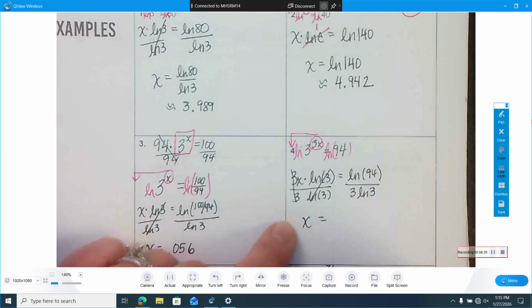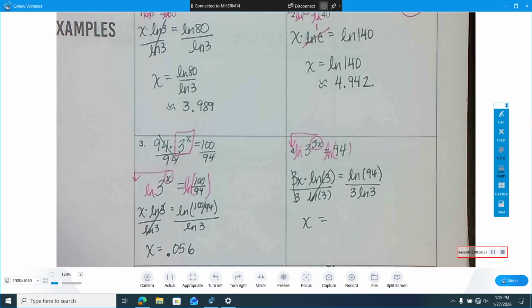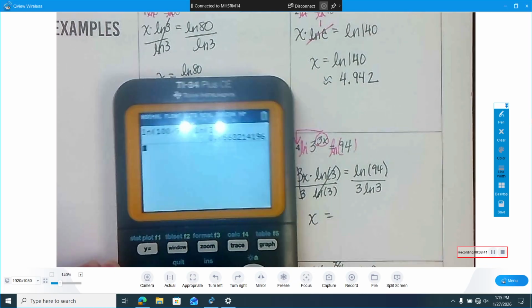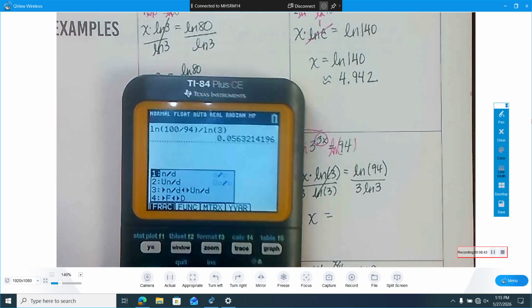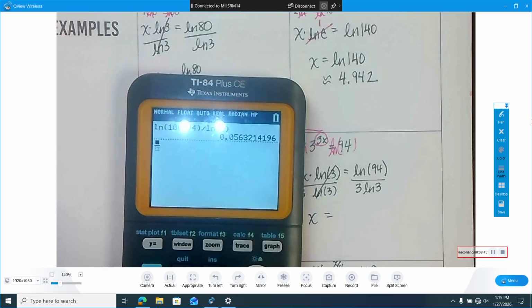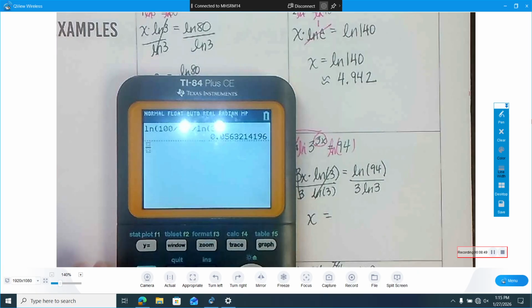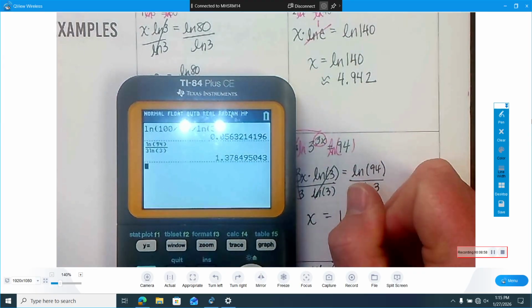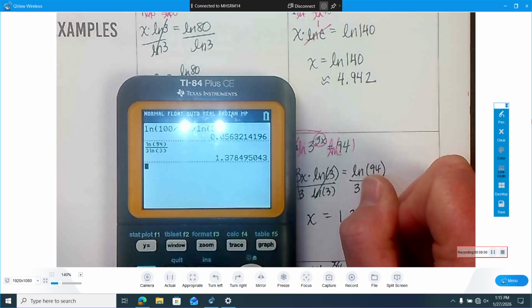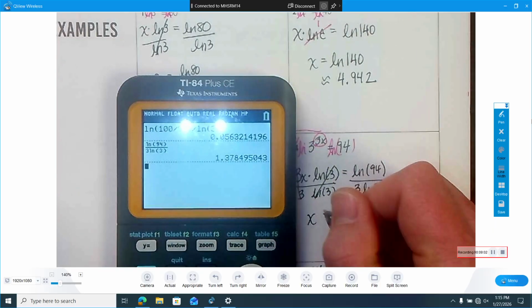So x equals, now this one is very particular. I would say probably the best way to do this one is to use the alpha F1 and get your fractions set up carefully. You do have to be exceptionally careful with something like this in your calculator. So the natural log of 94 over 3 natural log 3 is 1.378, approximately.